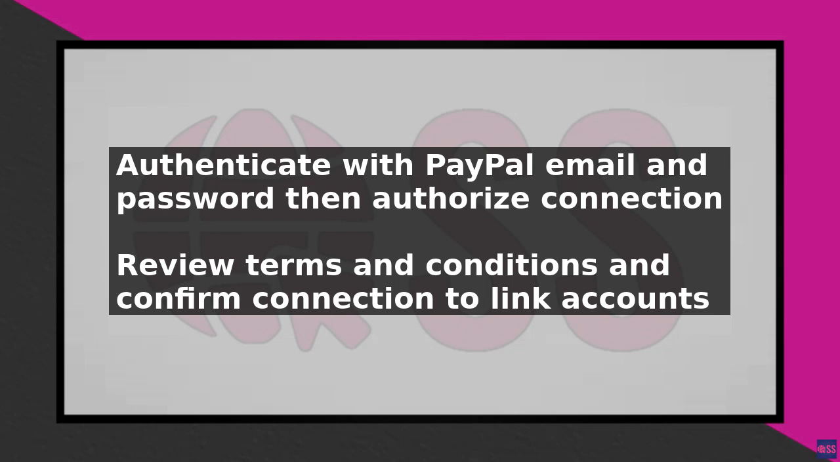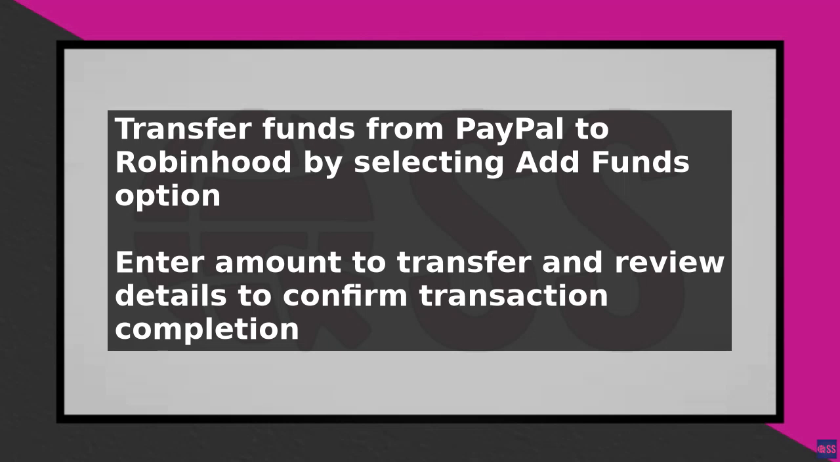It may take a few days for the funds to settle in your Robinhood account. You can check the status of the transfer in the app. After the funds are settled, you can use them to buy stocks, ETFs, options, or cryptocurrencies on the Robinhood platform.